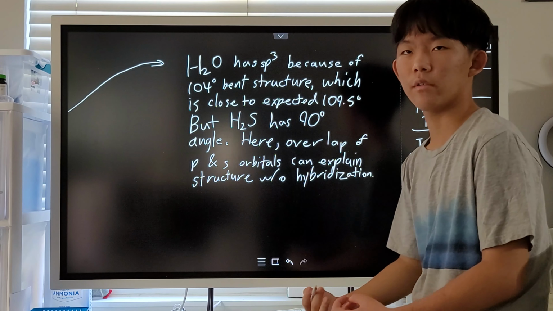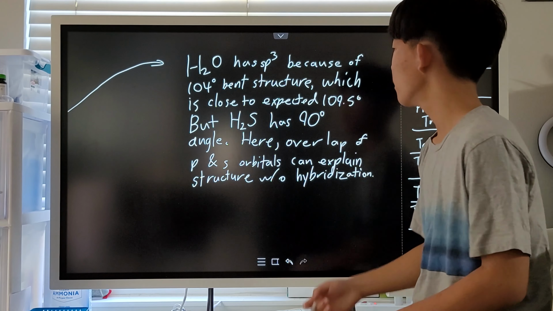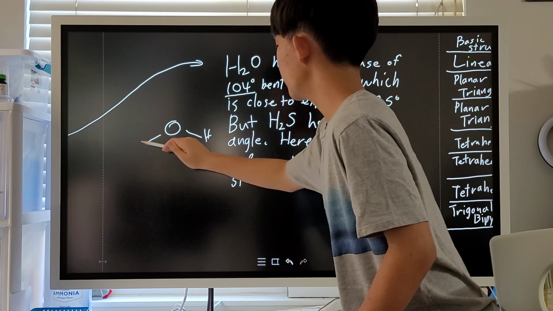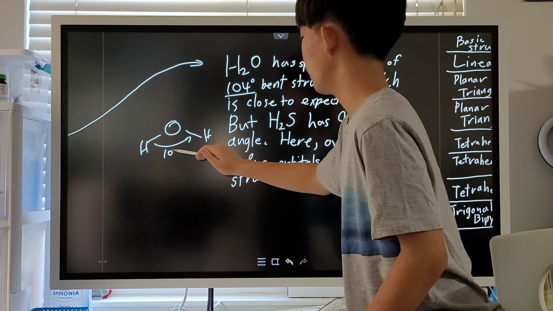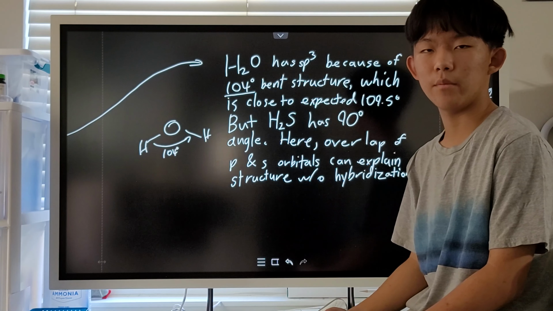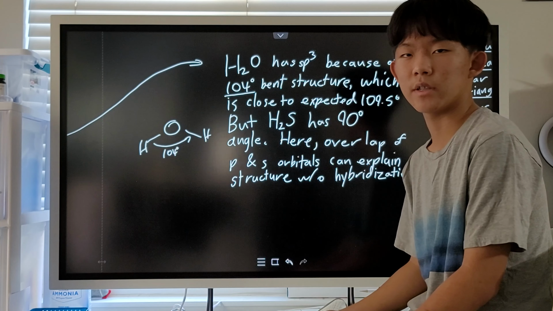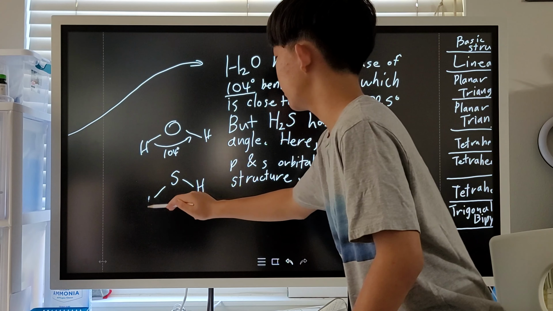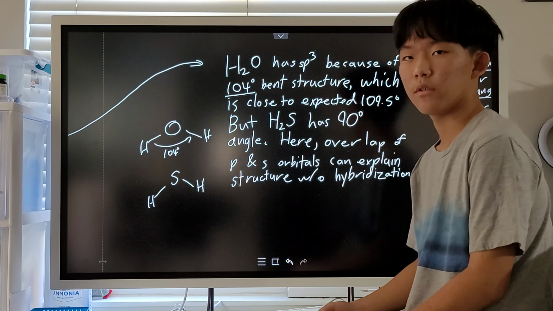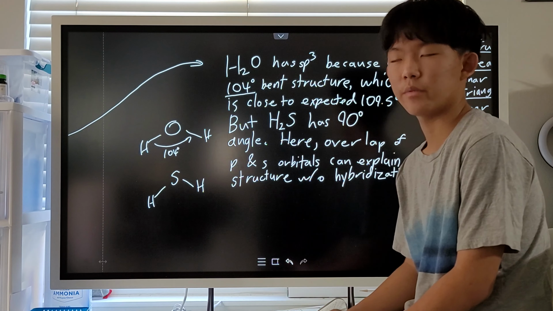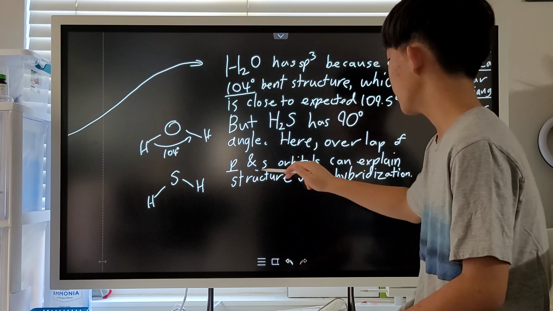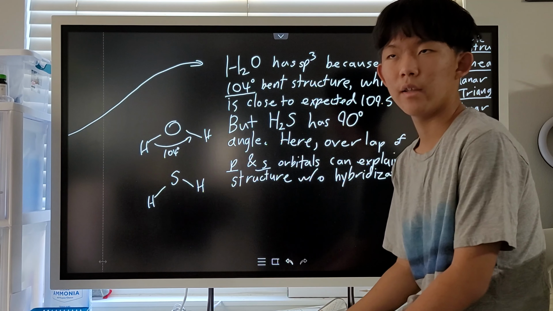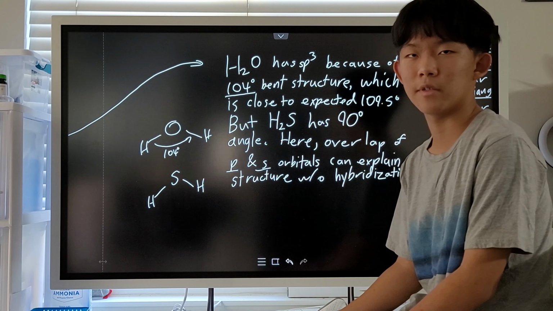We can say that water has an sp3 hybrid orbital because it has a 104-degree bent structure, like this. This angle is around 104 degrees, and that is about the 109.5 degrees which is expected for a tetrahedral structure. But a very similar molecule, hydrogen sulfide, or H2S, has a 90-degree angle, and you can't use hybridization to explain this. The overlap of the p orbital and s orbital is more than enough to explain the geometry of hydrogen sulfide, and therefore we don't even need to mention the fact that hybridization is used.